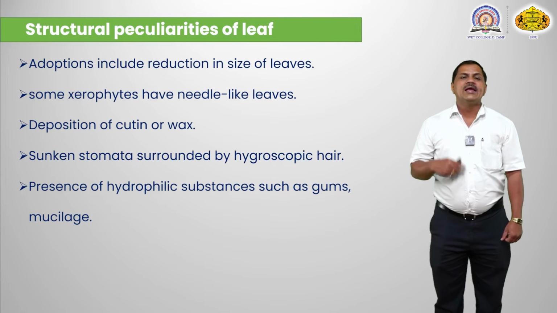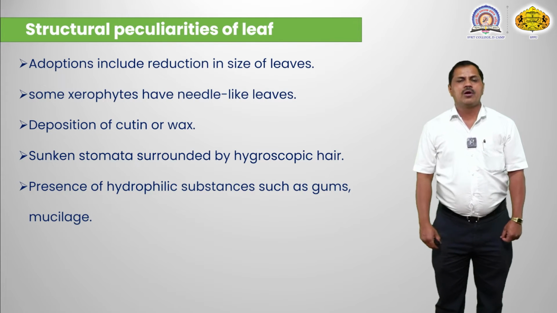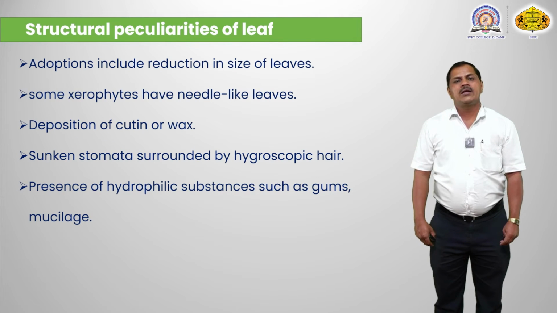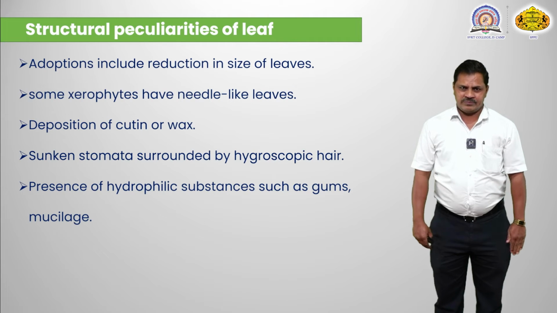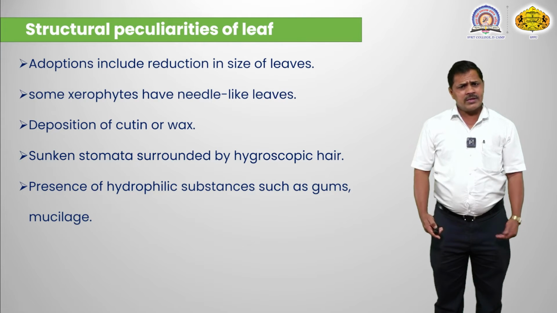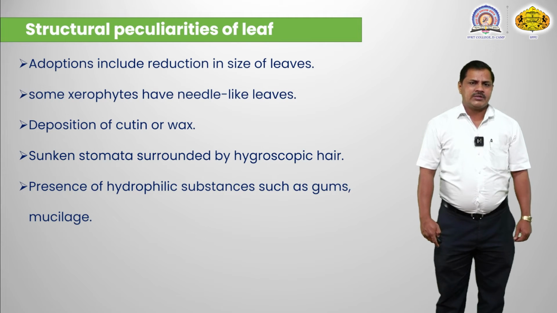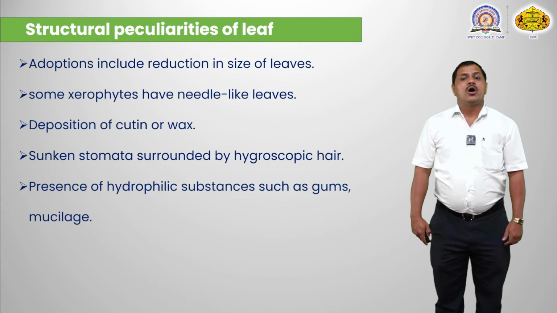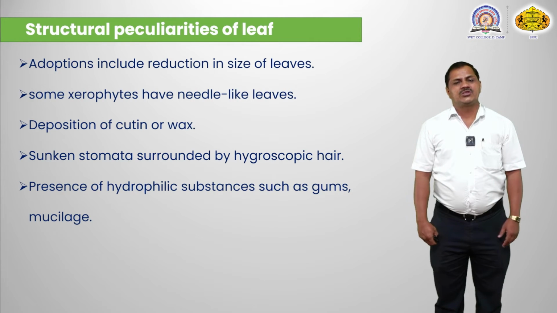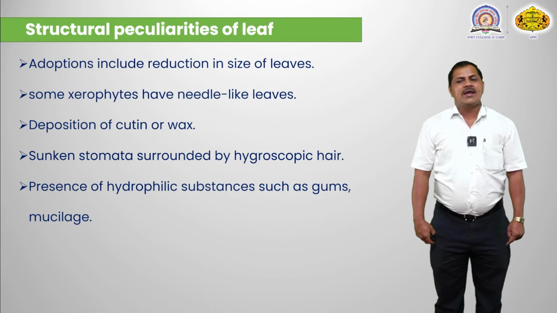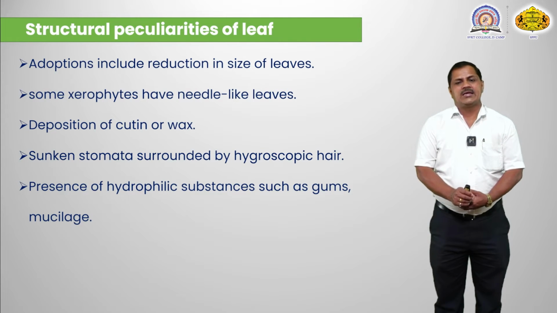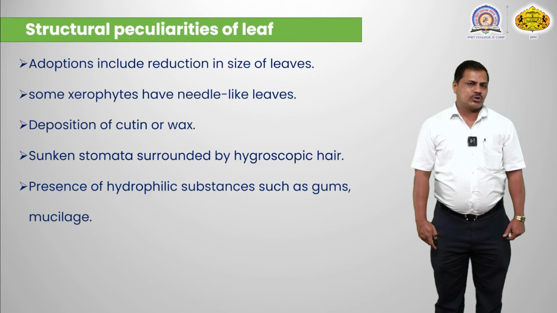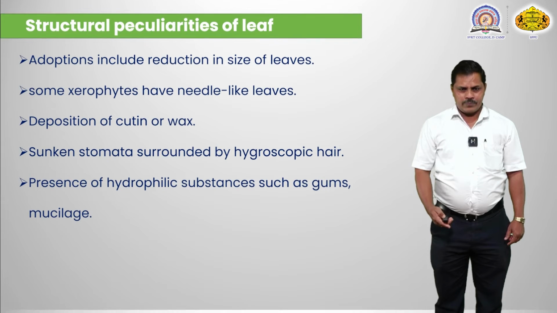Now, the presence of hydrophilic substances such as gum and mucilage. In certain plants, there is a release of certain substances to the outside, certain gum or mucilage, and due to this release, ultimately the loss of water molecules is very less. Take the example of Acacia nilotica or Azadirachta indica. On the upper surface of the stem as well as the branches, a liquid substance called gum or mucilage is formed, and ultimately the aperture of the lenticel is closed by this gum or mucilage sheath, and the loss of water molecules can be decreased.